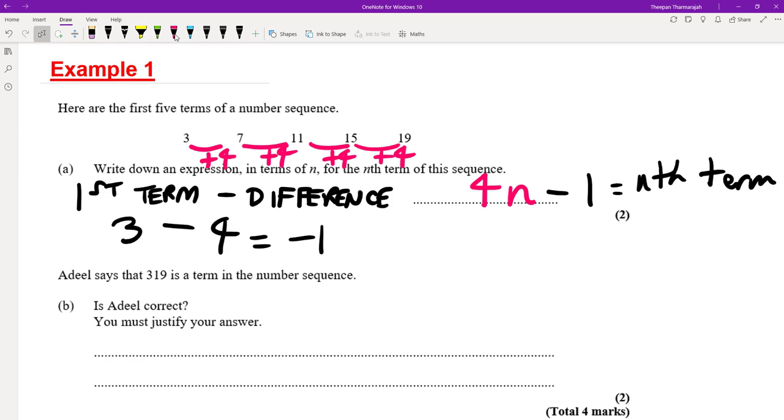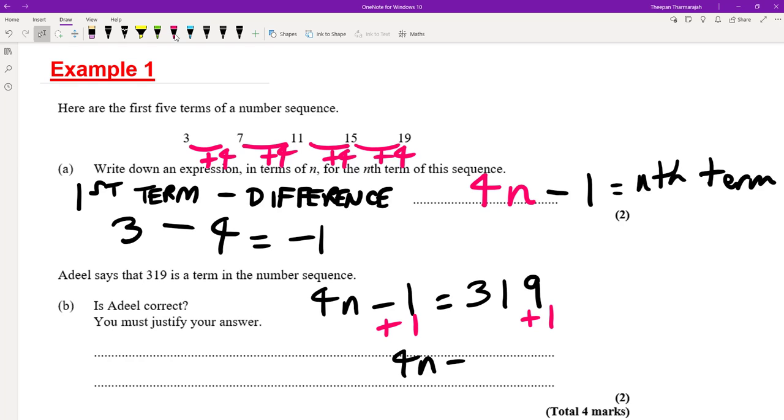Now Adil says that 319 is a term in the number sequence. Is Adil correct? You must justify your answer. For a question like this, we take the nth term, which is 4n minus 1, and make it equal to 319. We add 1 on both sides of the equation, and we end up with 4n equals 320. We can divide both sides by 4, and we get that n equals 80.